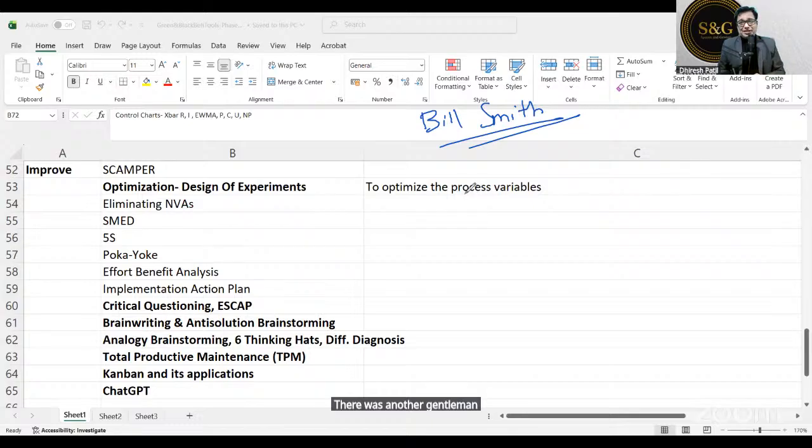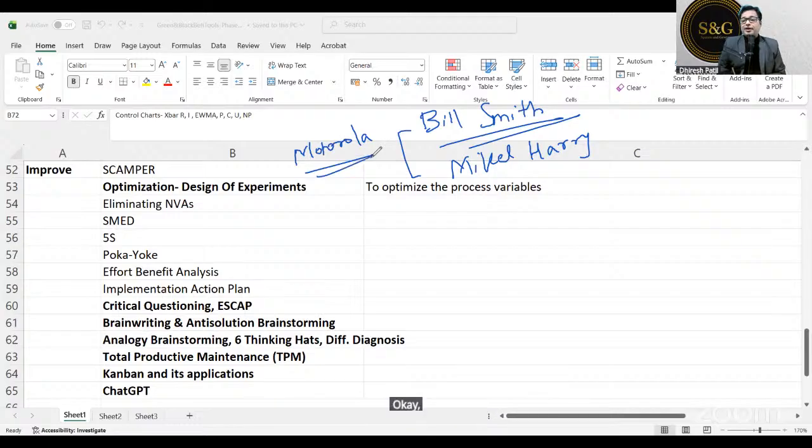How many of you remember that gentleman, who also contributed? So Bill Smith started this framework in Motorola. After that, who knows that? Anybody? After Bill Smith, yes, absolutely right, Santosh ji, it was Michael Harry. Professor Michael Harry. Both were working for Motorola.